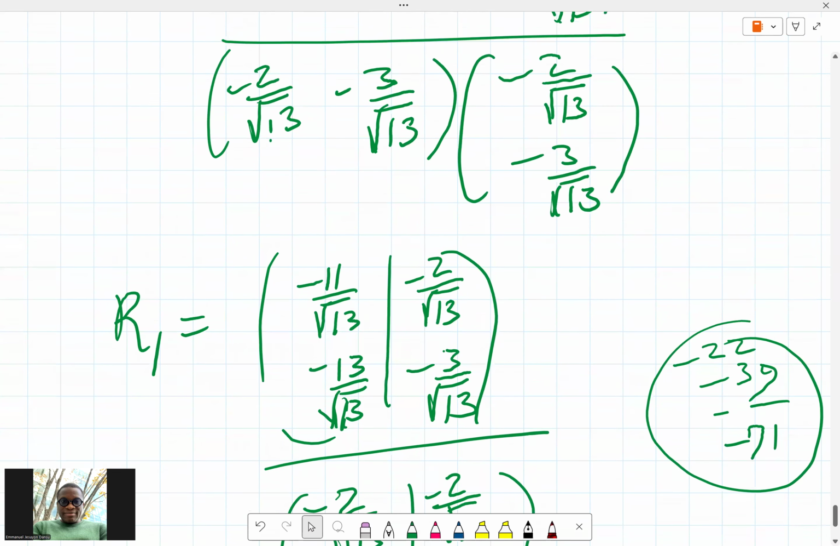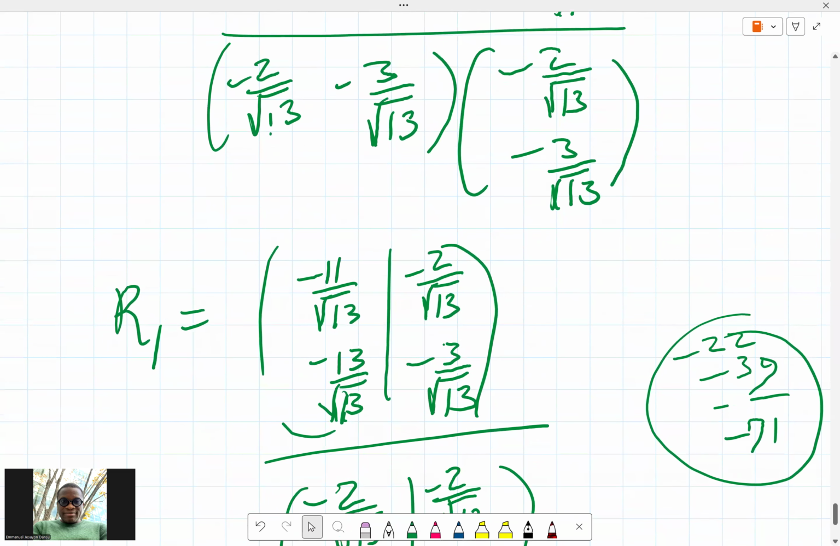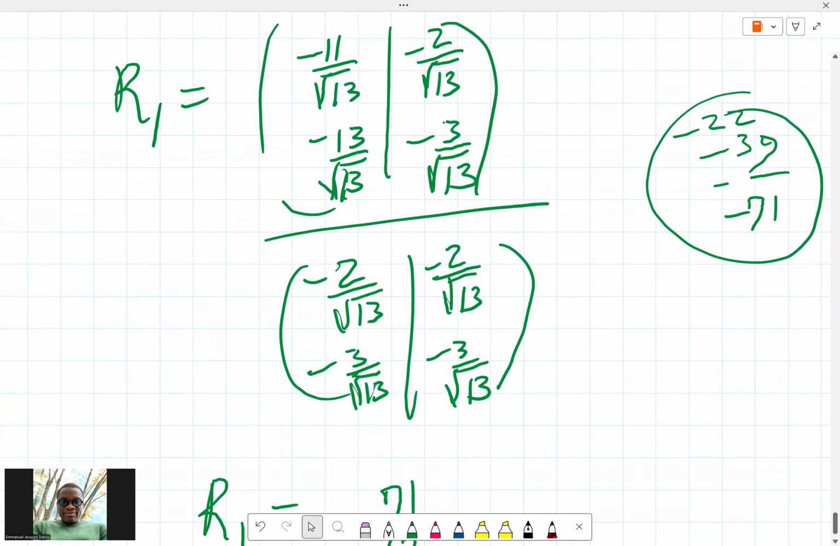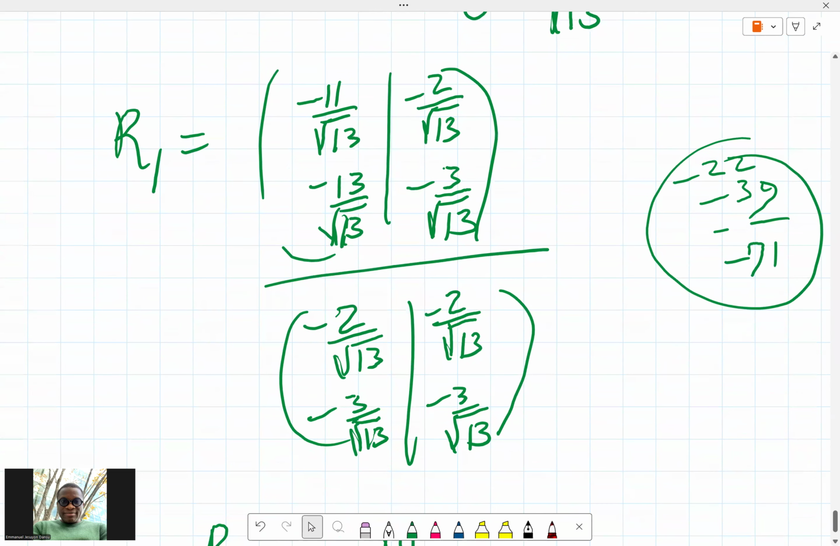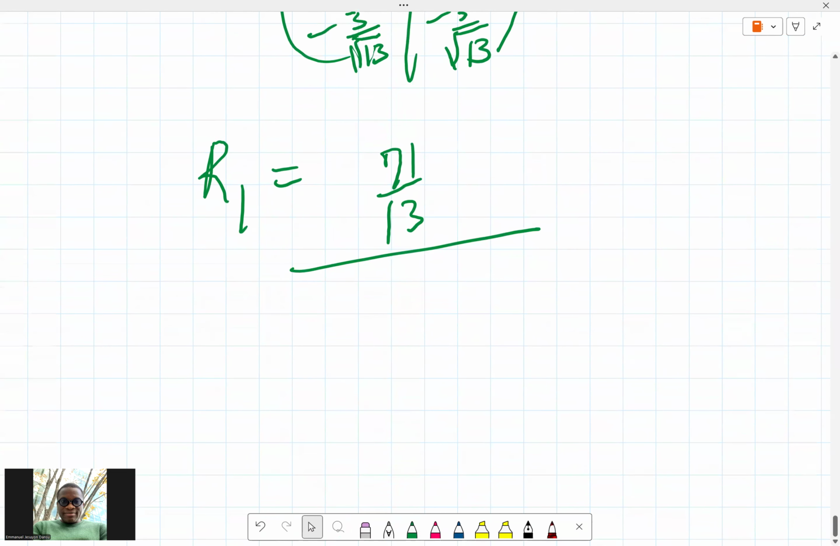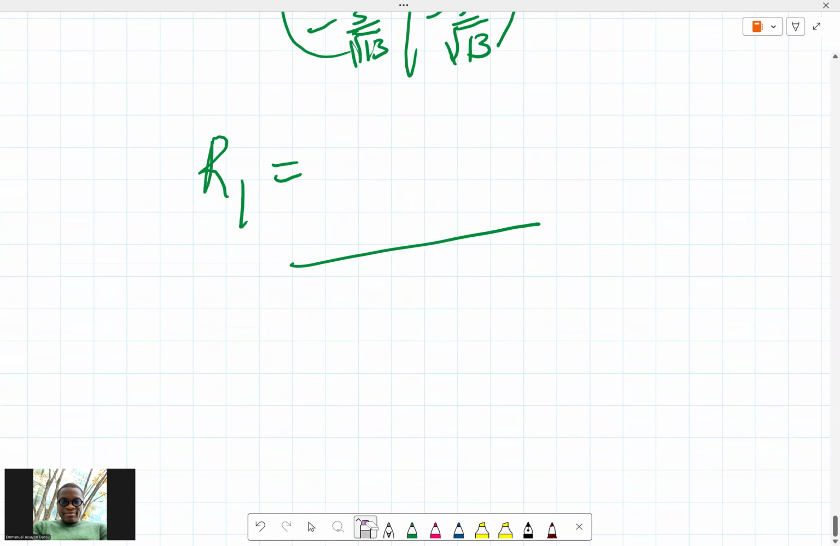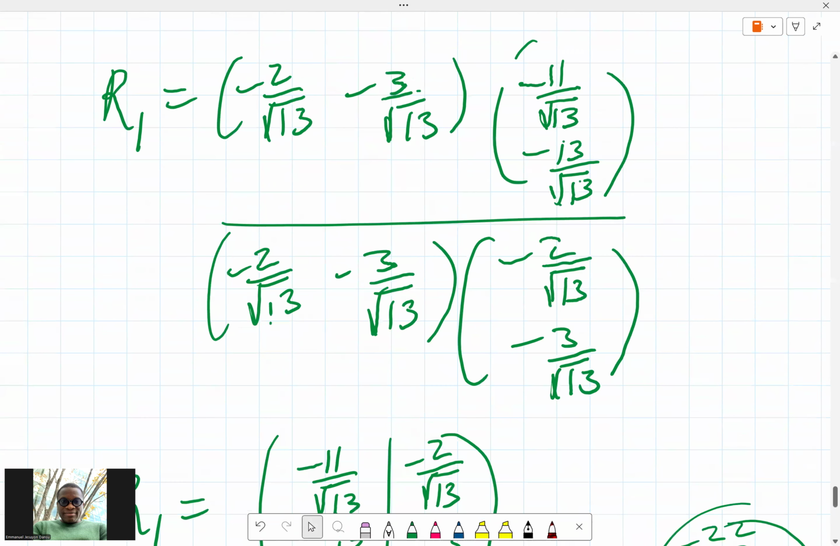minus minus is plus when we multiply minus together. That's 22 plus 39, which is 61. Yeah, 61. That's 61 over 13. I think that's okay now.